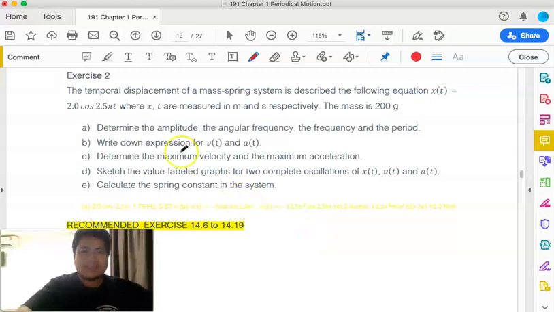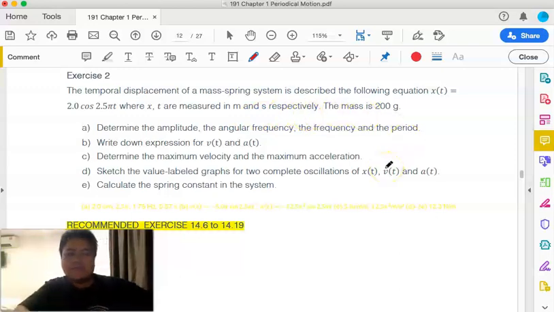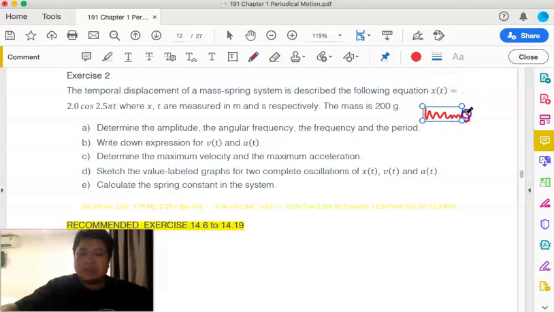Okay, let's do this exercise. The temporal displacement of a mass-spring system is described by the following equation, x(t), measured in meters and seconds respectively, and the mass is 2 grams. First, let us visualize this problem. Even though it is simple, the visualization will help us to understand it further.